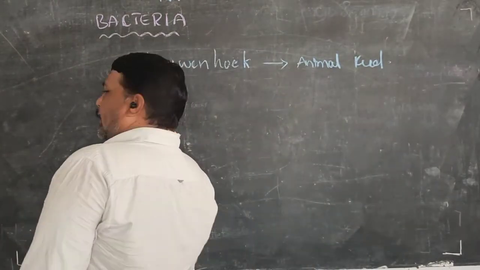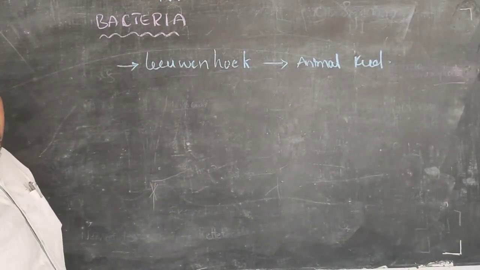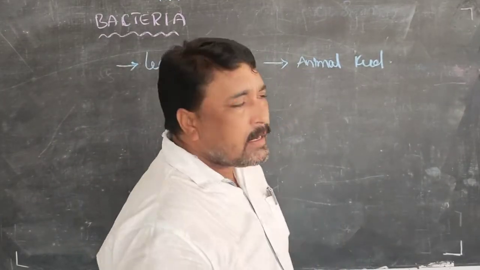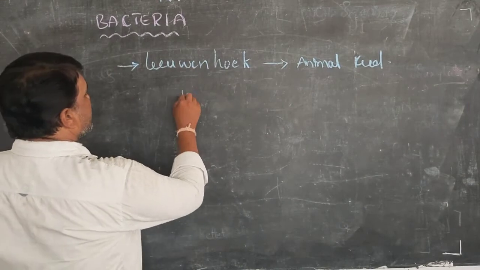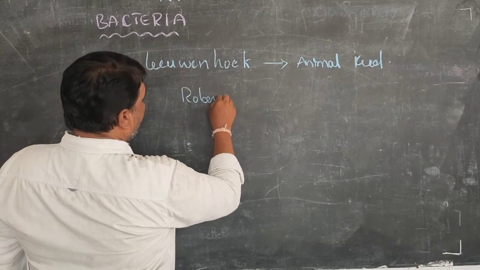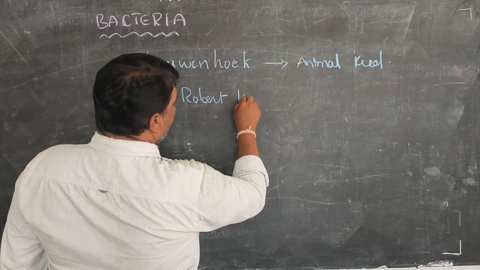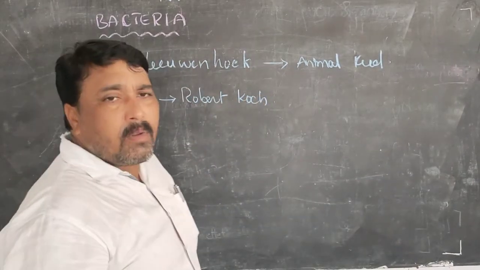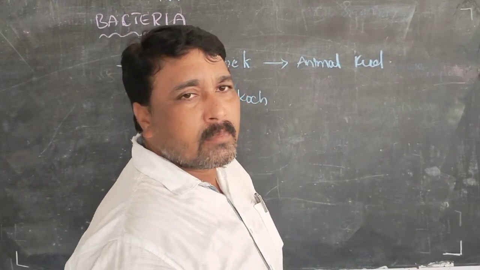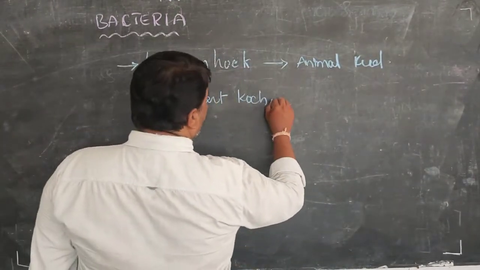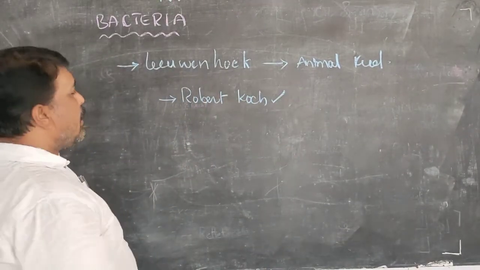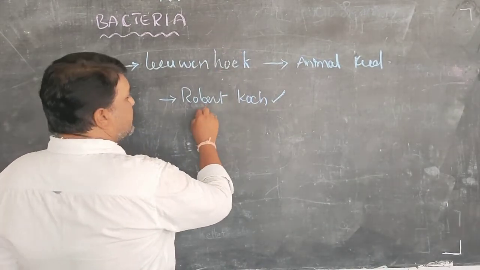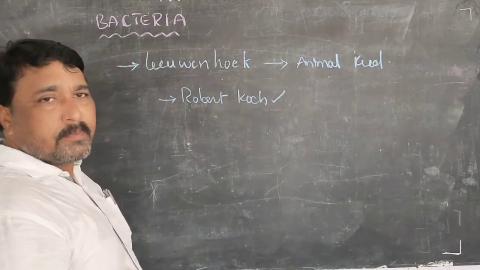After that, the germ theory of bacteria was developed by Robert Koch. The first cells were observed by Leeuwenhoek, and the theory of their development was described by Robert Koch.